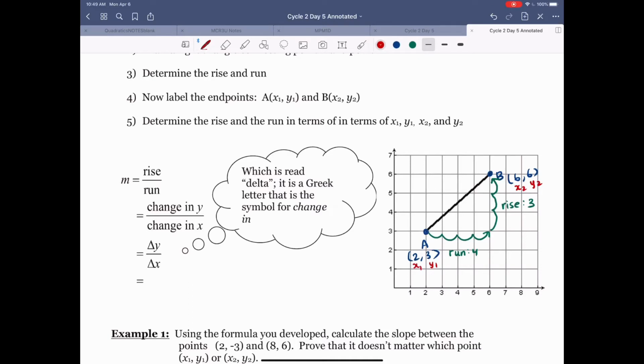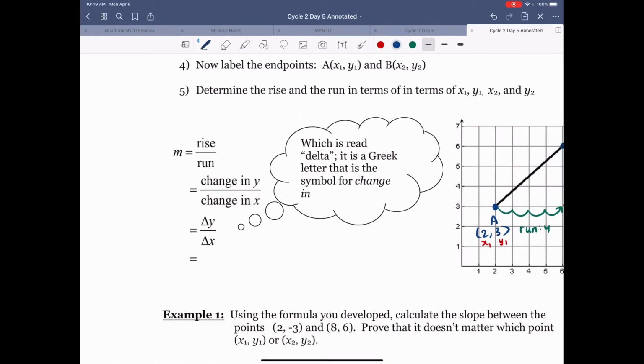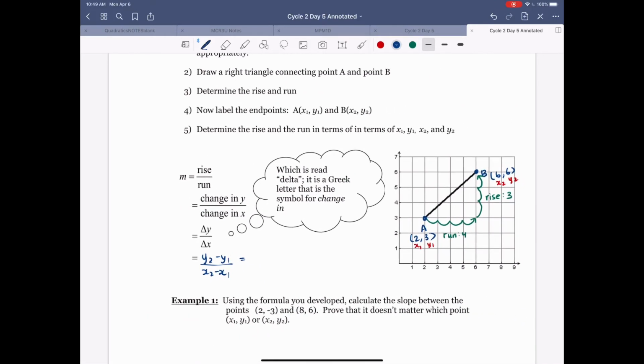So there are different ways of formulating it. We have rise over run. We have change in y over change in x. So how much has my y changed and how much has my x changed? Another word we can use is delta y over delta x, and delta represents change in. Okay, so I'm going to write y2 minus y1 over x2 minus x1 as how I'm going to compare my y's and x's. And I usually keep it at that order.